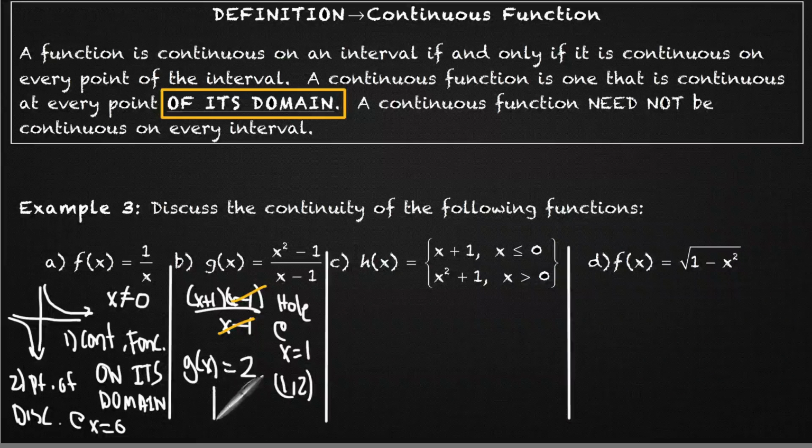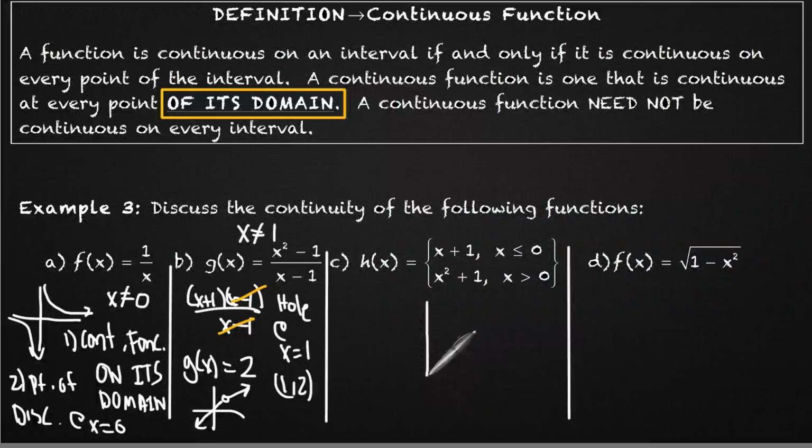So if I were to sketch this function, there would be a hole right there, and then a linear function everywhere else. So is this a continuous function? Well, it is, because the only place where there's a discontinuity is at a point that is not in the domain. X cannot equal 1. So 1 is not even in the domain. So if that's the only place where there's a point of discontinuity, the function is considered a continuous function.